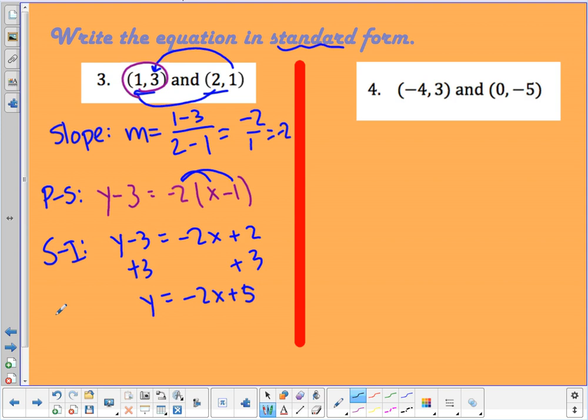So that's my slope-intercept form, but again, I'm trying to get to standard. And to get to standard, that means that this x term needs to come back over here.